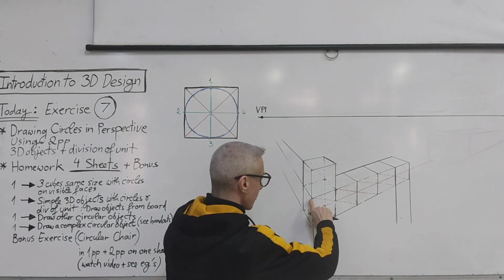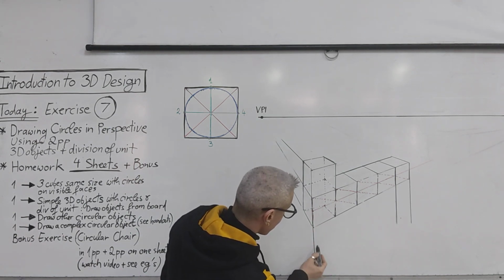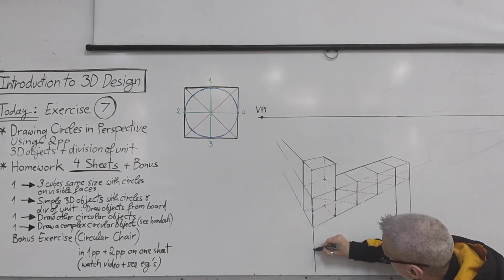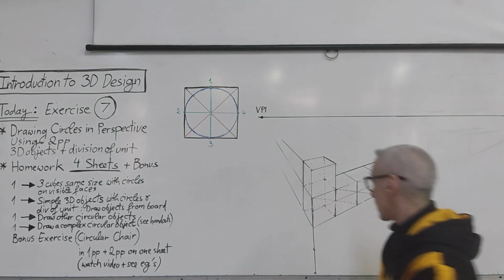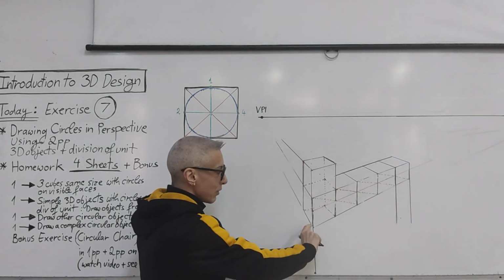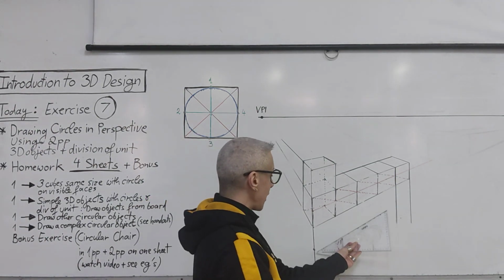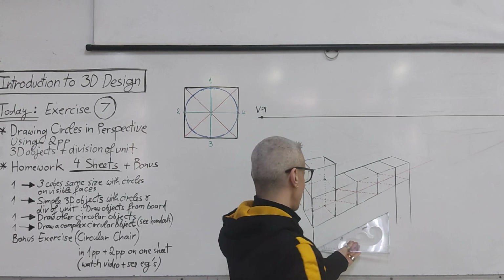So from here we measure 1. The space is a little bit too small, but okay. 1 here, and let's say here. So from the first edge we measure 5, and now we take these to the vanishing point and see where they will intersect these lines.